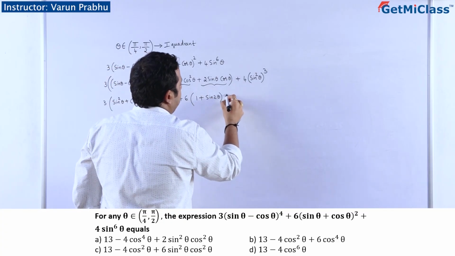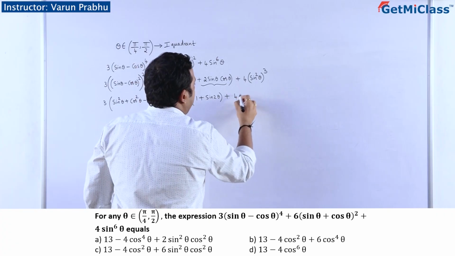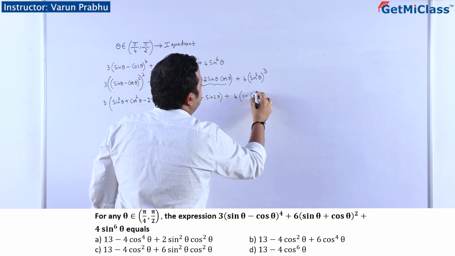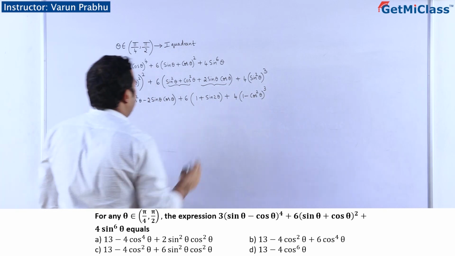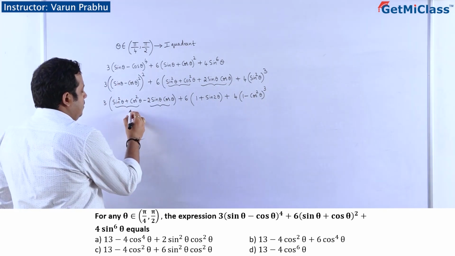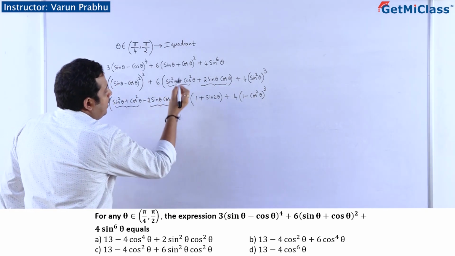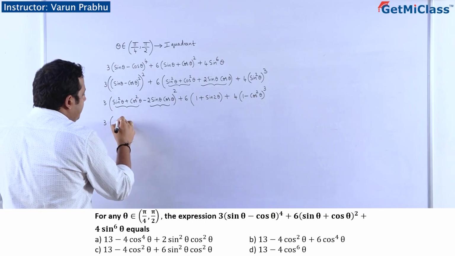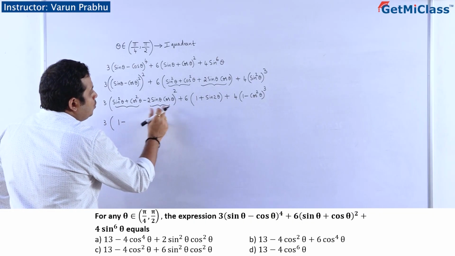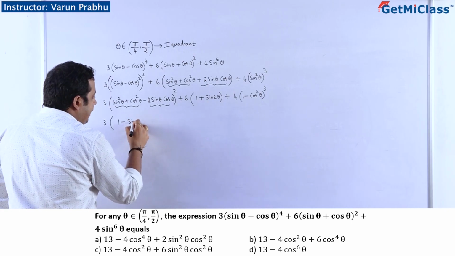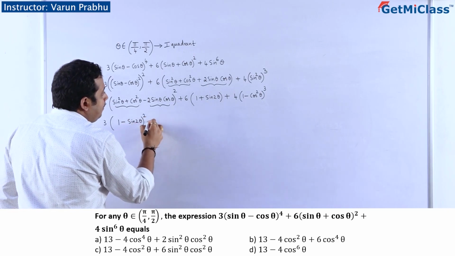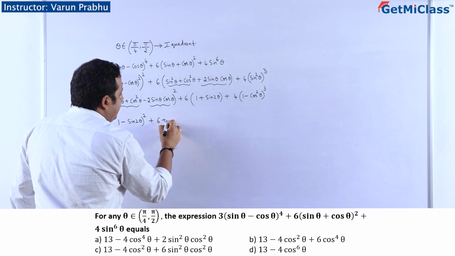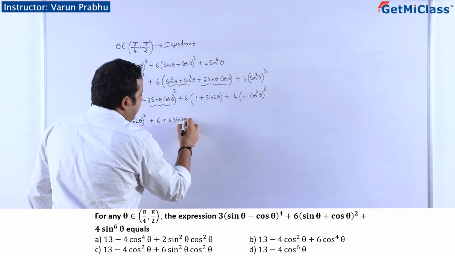2 sin theta cos theta is sin 2 theta. We have discussed this in the synopsis of trigonometry. 4 times sin square theta can be written as (1 minus cos square theta) the whole cube. Here there is a whole square. So 3 times (sin square theta plus cos square theta is 1, minus 2 sin theta cos theta is nothing but sin 2 theta only) the whole square, plus 6 sin 2 theta.